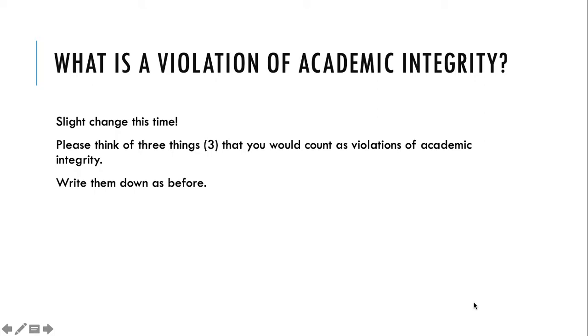Next up, here's a bit of a twist. What is a violation of academic integrity? So, slight change. I'd like you to think of three things that would actually count as violations of academic integrity. And write them down just like I said before, or, alternately, just keep them in mind if you think you can do that. I'd like you to consider what you said in the previous case, too.